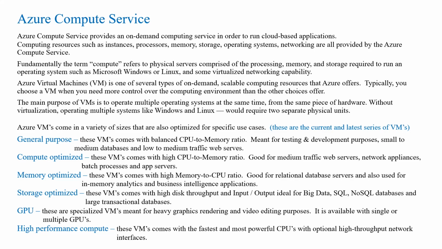Fundamentally, the term compute refers to physical servers comprised of the processing, that is the CPUs, memory, and storage required to run an operating system such as Microsoft Windows or Linux, and some virtualized networking capabilities. Azure Virtual Machines is one of the several types of on-demand scalable computing resources that Azure offers. Typically you choose a VM when you need more control over the computing environment than other choices offer. The main purpose of a virtual machine is to operate multiple operating systems at the same time from the same piece of hardware.